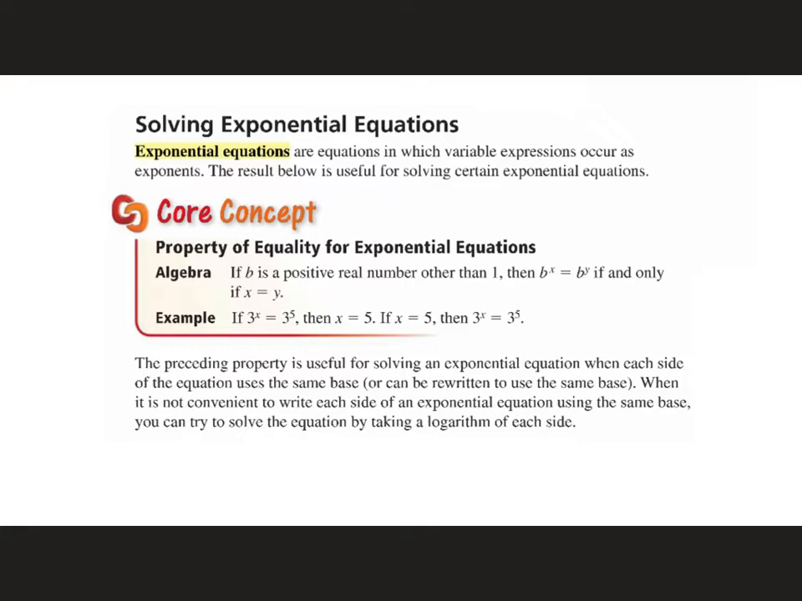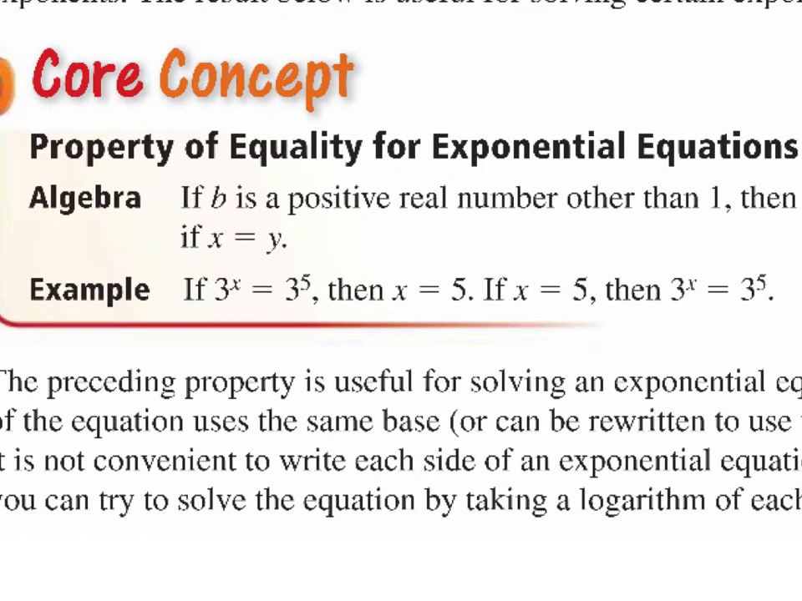One helpful tip for us when solving exponential equations: if our bases are the same, so if we have 3 to the power of x is equal to 3 to the power of 5, we can just cancel out our bases that are the same and set our exponents equal to each other. So we would just have x is equal to 5. So we could just cancel the bases out.